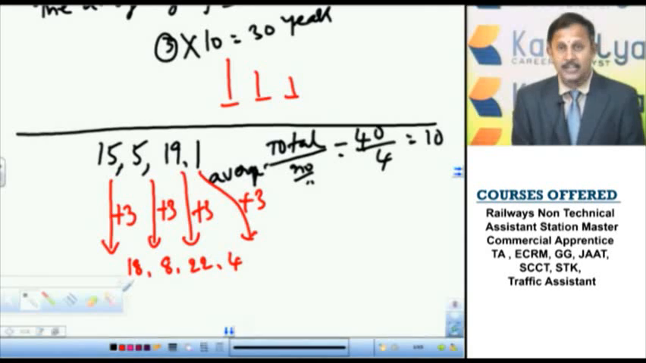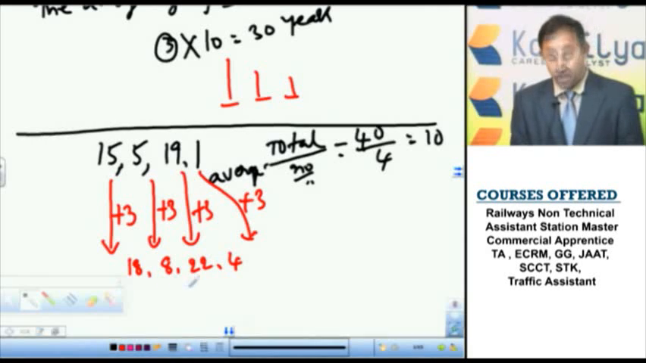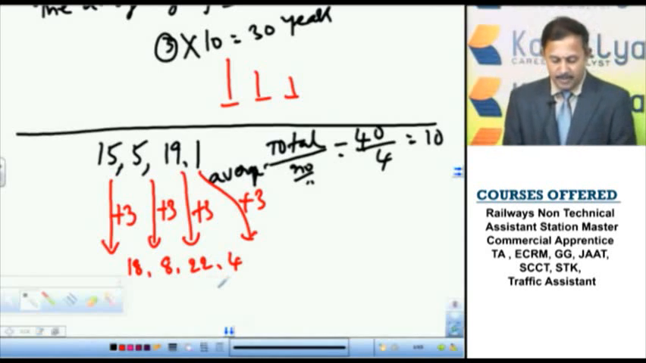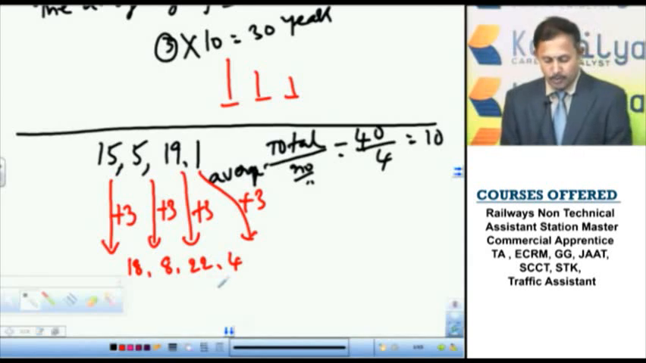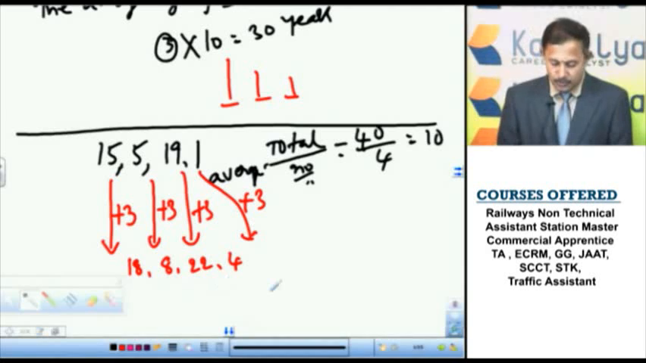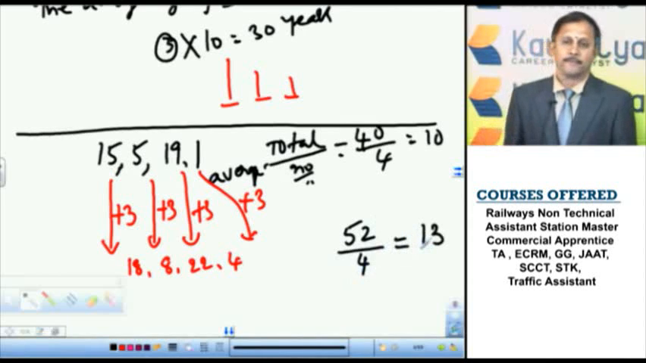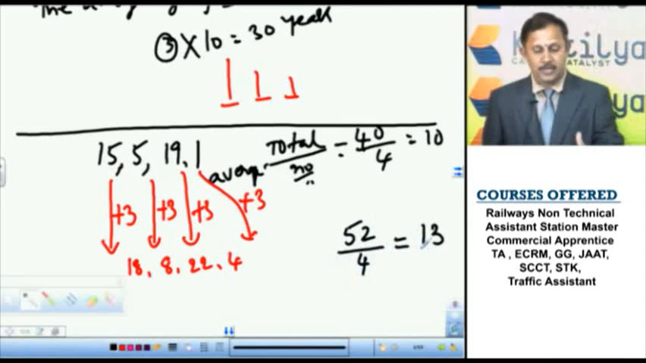So 18, 8, 22 and 4, that will be the new set of elements, right? 18 plus 8, 26, 26 plus 22, 48, 48 plus 4, 52. So in this case the total changes to 52, but there is no change in the number of elements, 4. The formula for average is total by number of elements, 52 by 4. So what is the new average? 13, right?